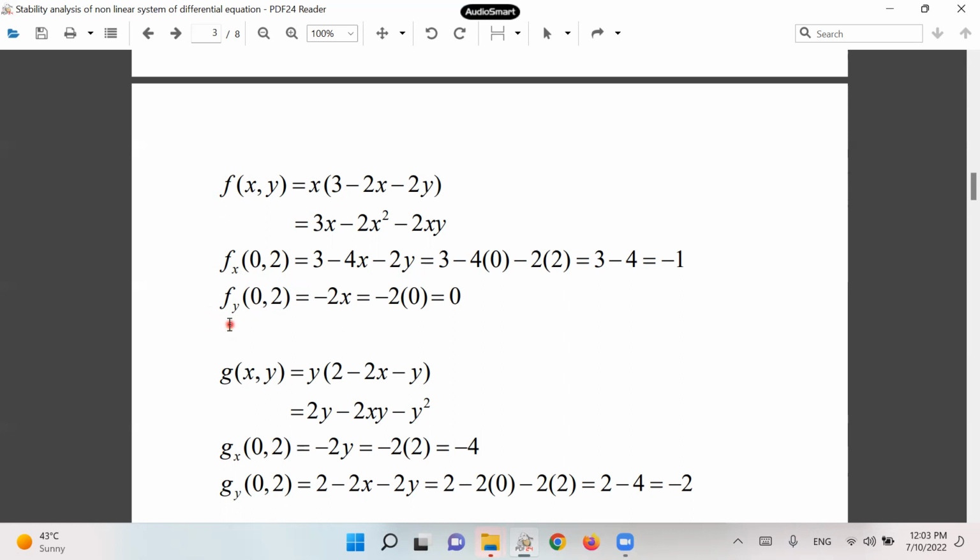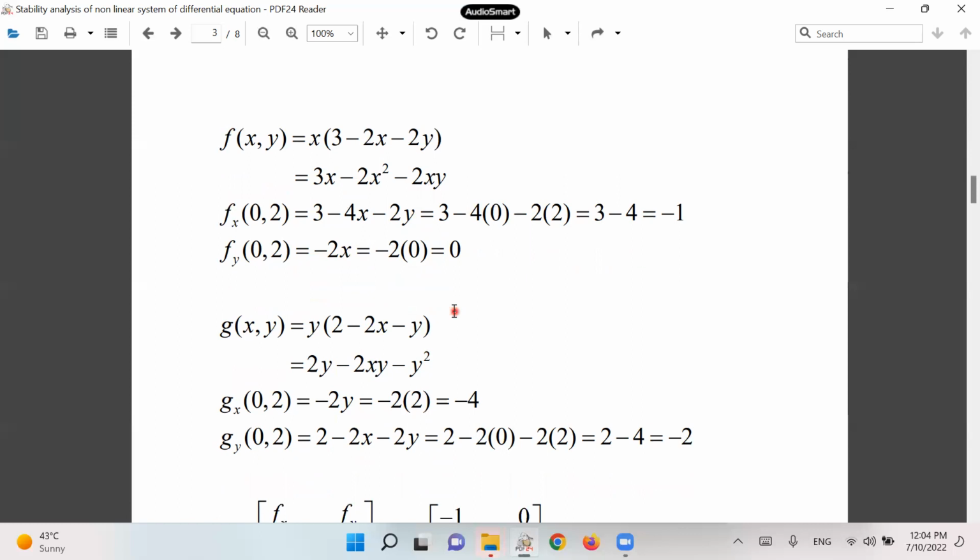Now we are going to find the partial derivative of the function f with respect to y. So the first term becomes 0, the second also becomes 0, and just the term minus 2xy remains. The derivative of this term with respect to y becomes just minus 2x. So minus 2x is here, and when we substitute x as 0, the whole term becomes 0.